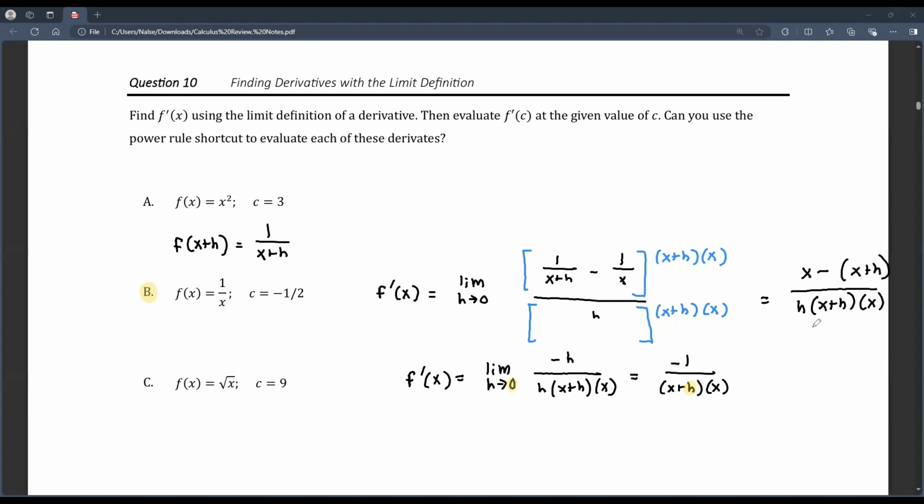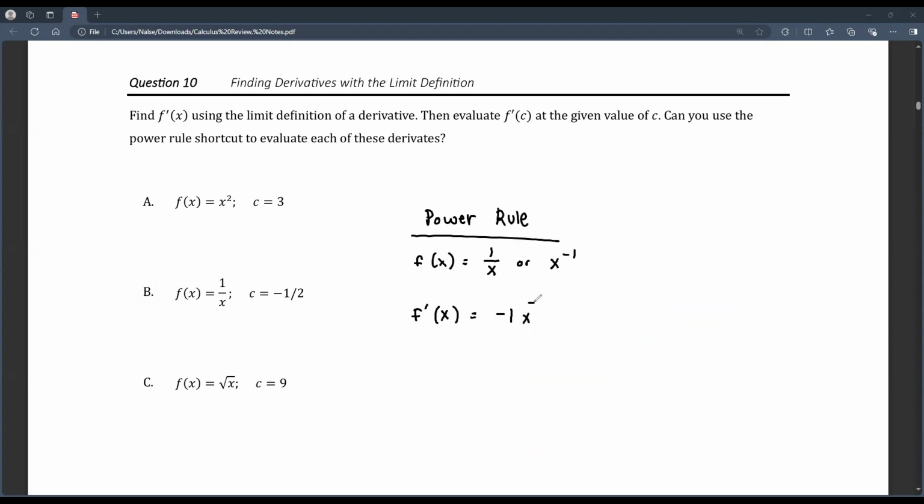Part B should show a derivative function that is equal to negative 1 over x squared, making f prime of negative 1/2 equal to negative 4. To use power rule here, write the function as x to the negative 1 power. Then you can drop down the power and lower the new power by 1. The result is exactly the same as before. Using the limit definition and using the power rule are both correct ways of finding a derivative.